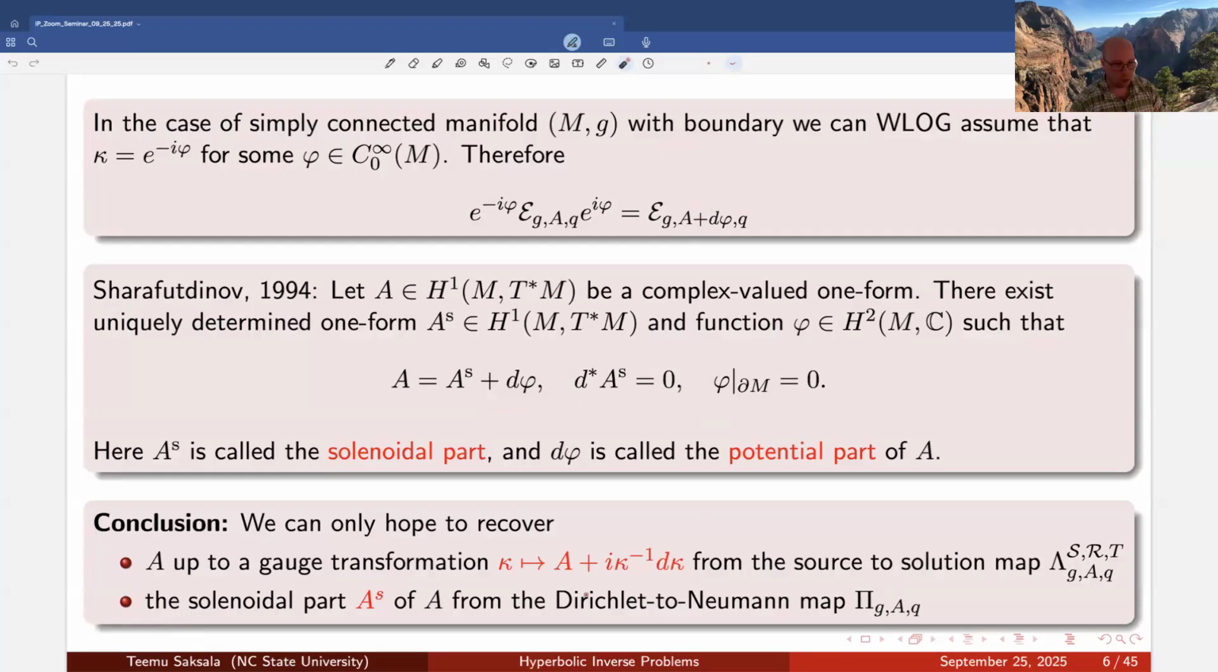So what is the conclusion we can see already from here? In the case of a closed manifold, I can only recover my magnetic potential up to this gauge transformation from the respective source-to-solution map, or in the case of a manifold with a boundary, I can only hope to recover the solenoidal part of my magnetic potential. So having this first order term means that there is always something invisible which I cannot hope to recover.